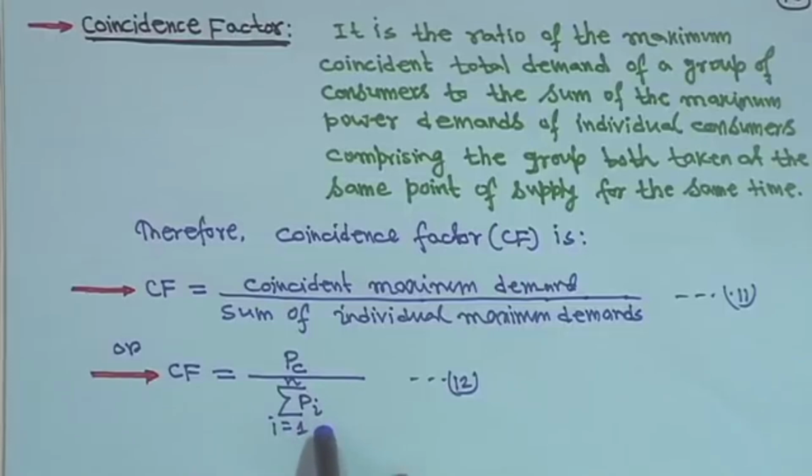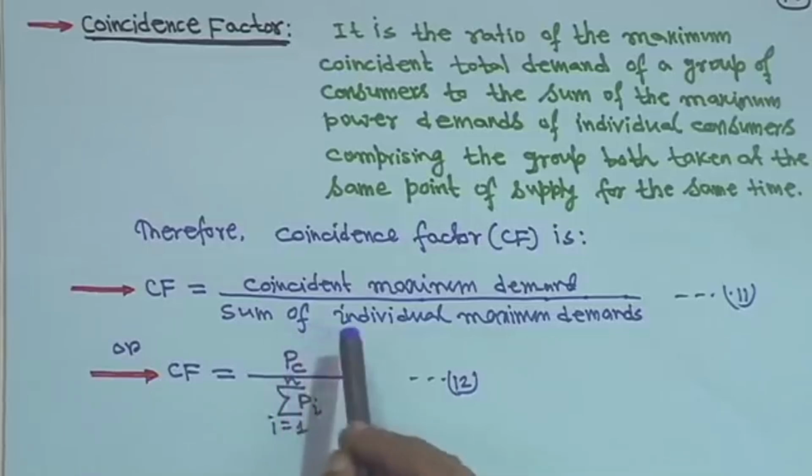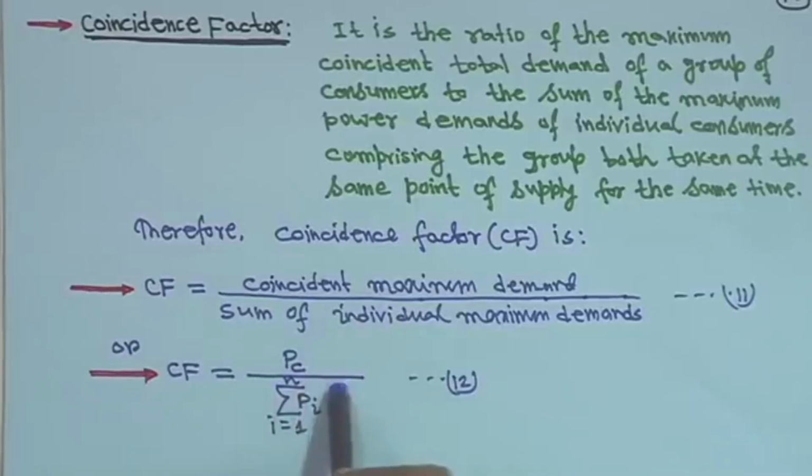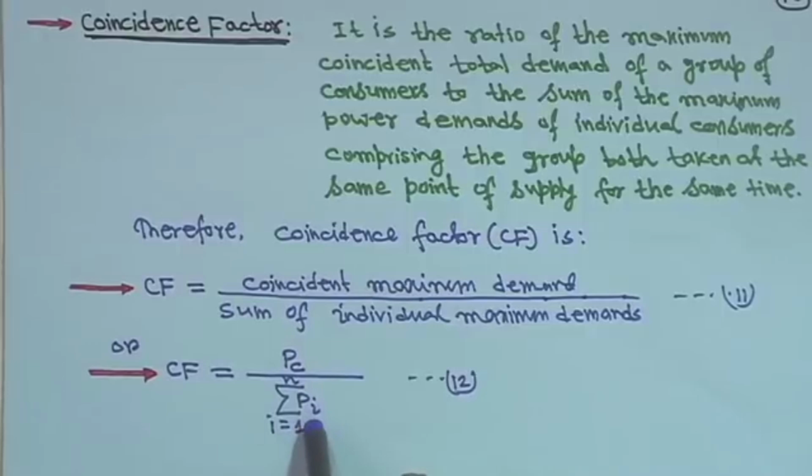It is just the reciprocal of the diversity factor, because the diversity factor FD was the sum of sigma Pi, i equals 1 to n, divided by Pc, and the coincidence factor is just the opposite, Pc divided by sigma i equals 1 to n Pi. This is equation number 12.